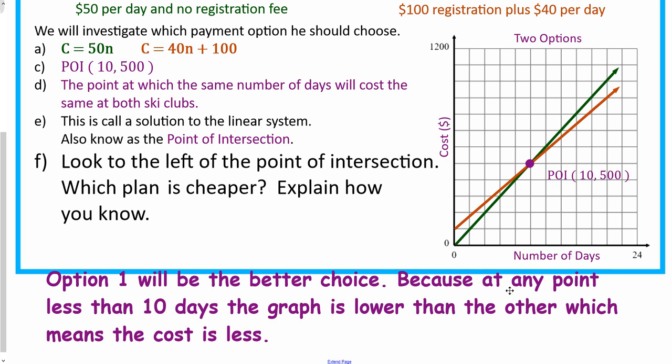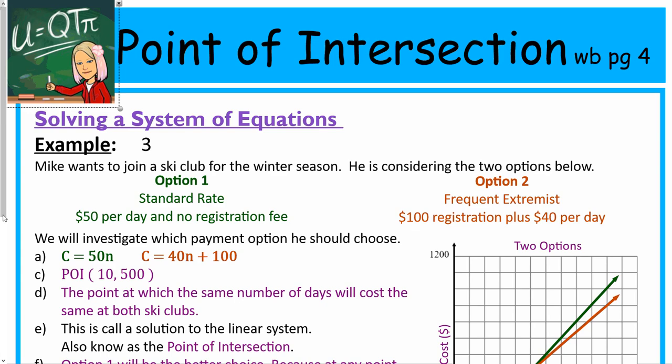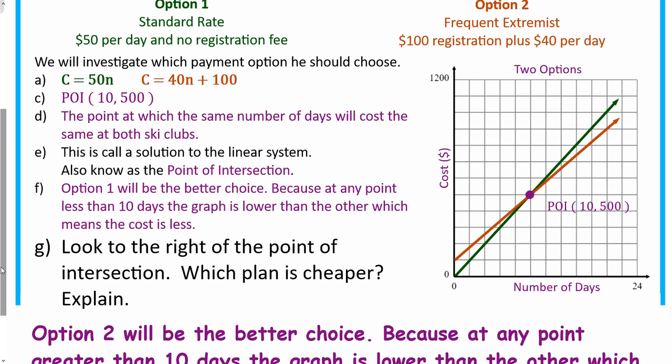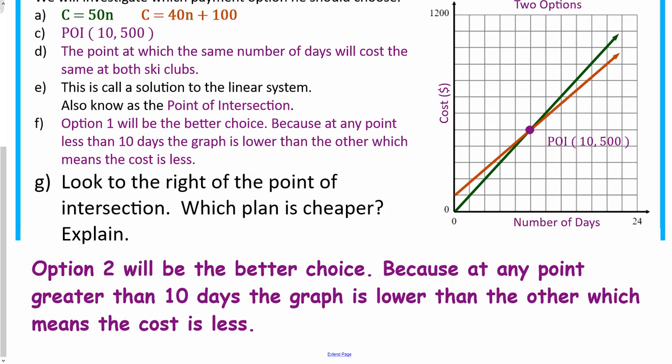Option 1 is a better choice because at any point less than 10 days, the graph is lower than the other, which means it costs less. Same if you look at the right-hand side. If you look at the other side, you can see that the brown line is going to be cheaper. It's going to be lower than the green line. So any days more than 10, it would be better to choose option 2. Okay, so that's for part G.